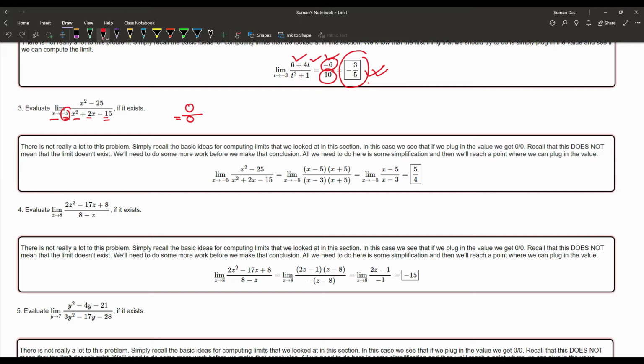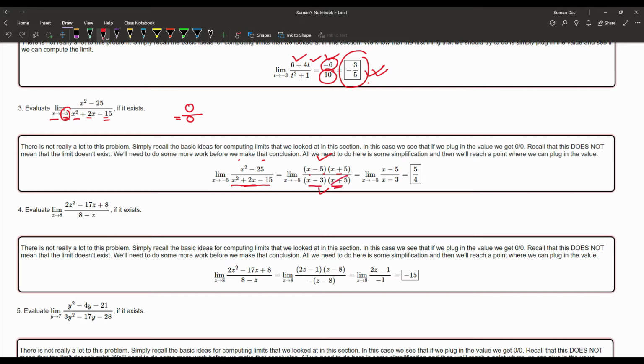So what to do in that particular problem? Here we have x square minus 25 by x square plus 2x minus 15. We are just factorizing the numerator part and also the denominator part. After factorization, that is x square minus b square, like that, it is x minus 5 into x plus 5, and after factorizing the denominator part, we get x minus 3 into x plus 5.